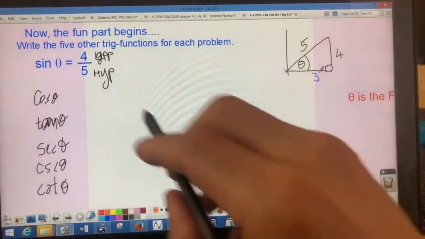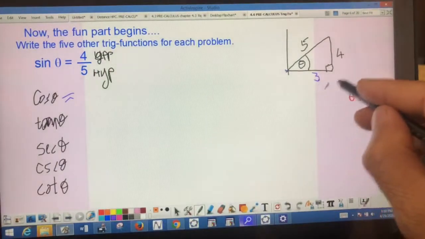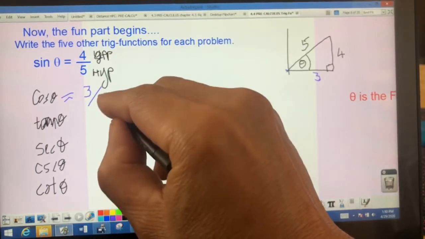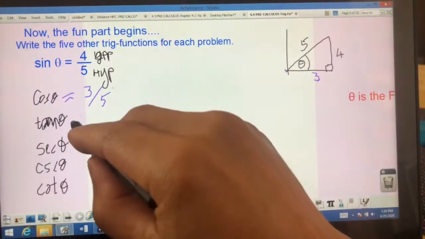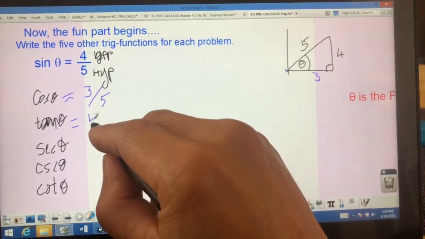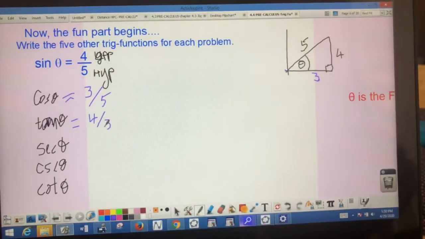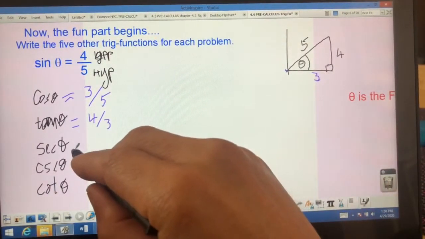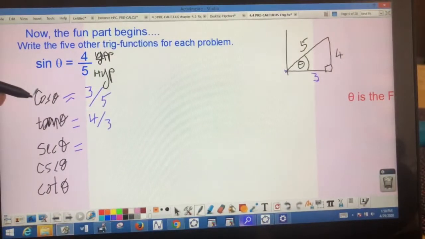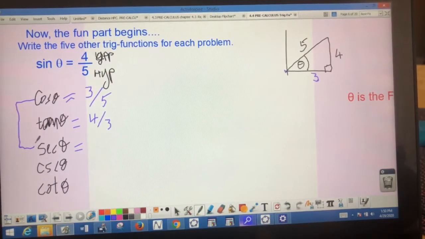So the cosine, okay, this answer is already in this triangle. Cosine is adjacent over hypotenuse, so 3 on 5, the end. Tangent is opposite over adjacent, I'm sorry, not hypotenuse. So opposite over adjacent. Secant is the opposite of cosine. The best way to do it is to relate these two together. You can rewrite it, but it's okay to just flip it. So secant is the flip of cosine.